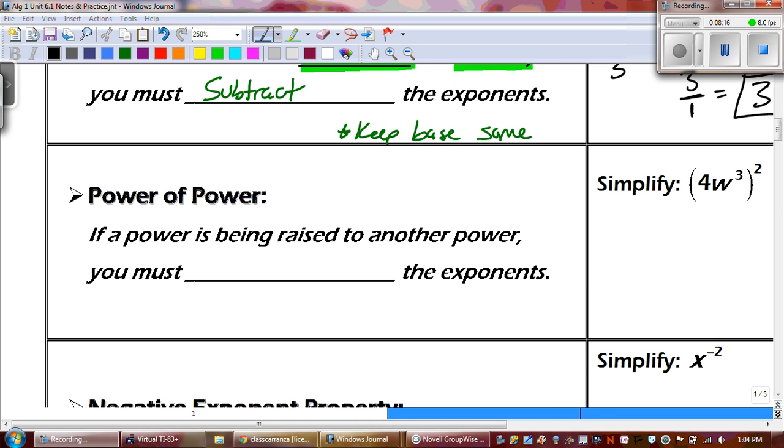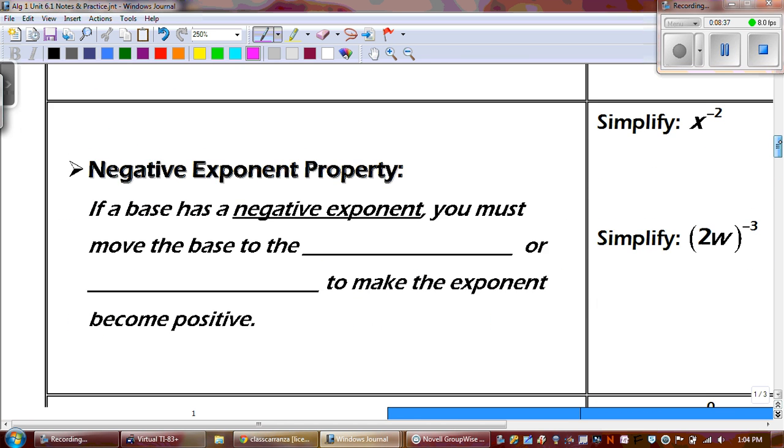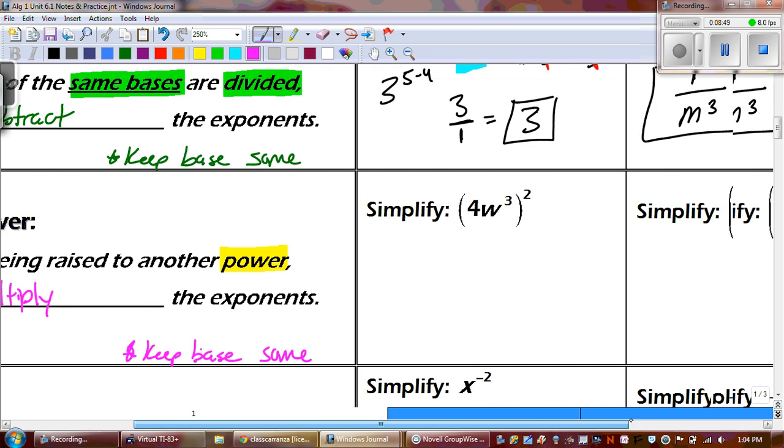Okay, so now we're talking about the power of a power. And what the power of the power says, if a power is being raised to another power, what we're going to do is we're going to multiply the exponents. Whoa, what happened? We don't need to do that yet. Okay, and remember, we keep the base the same. We are not changing our bases.